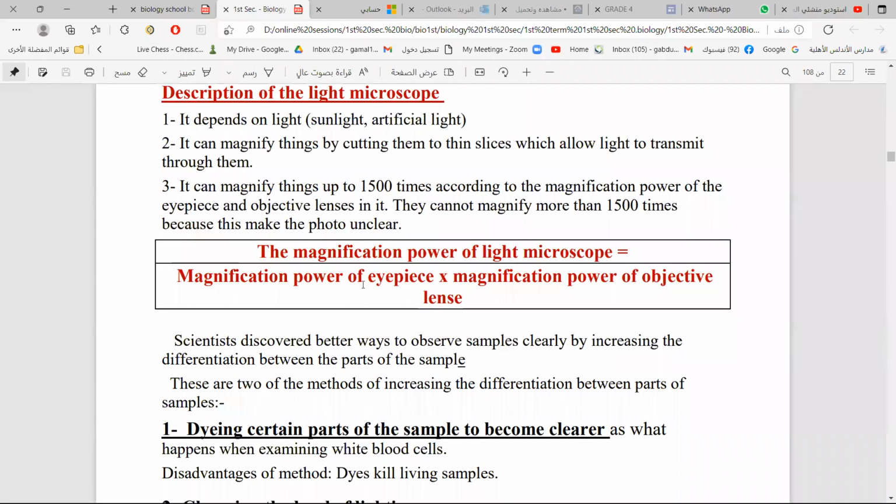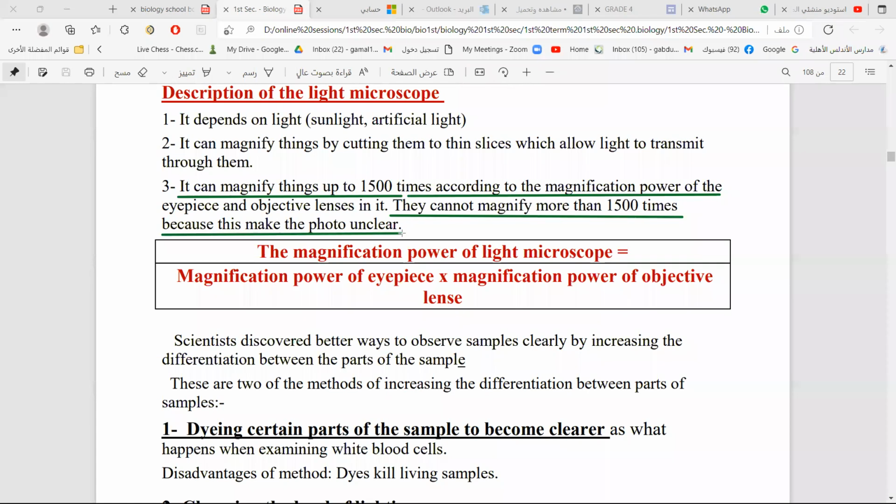So the light microscope can magnify things up to 1,500 times. The magnification power cannot be more than 1,500 times. If you magnify more than this number, the photo or the picture will not be clear. We cannot magnify more than 1,500 times because this makes the photo unclear.